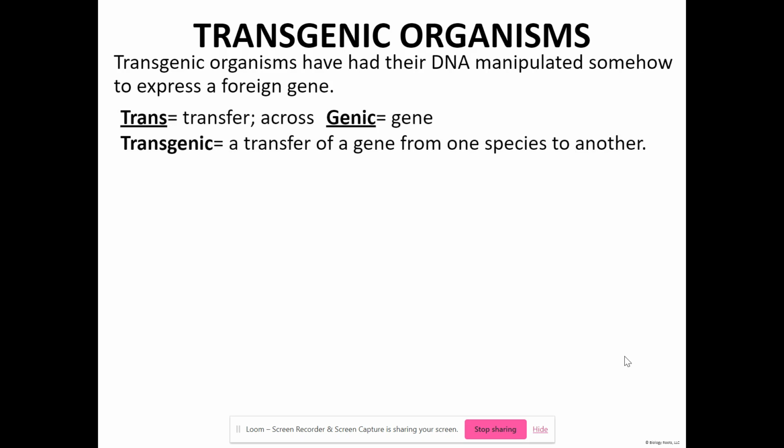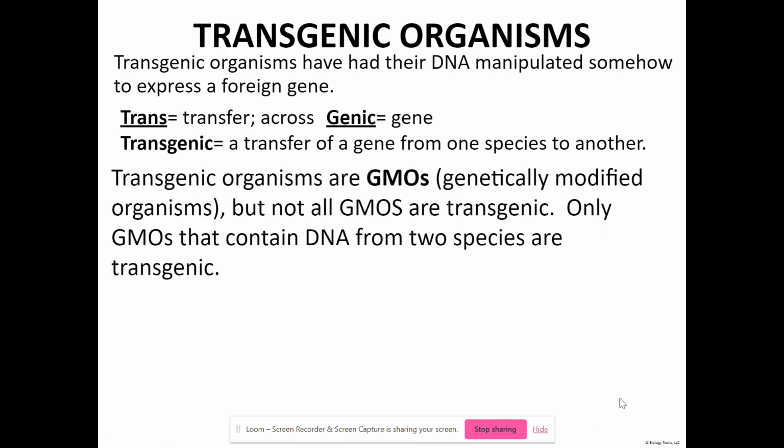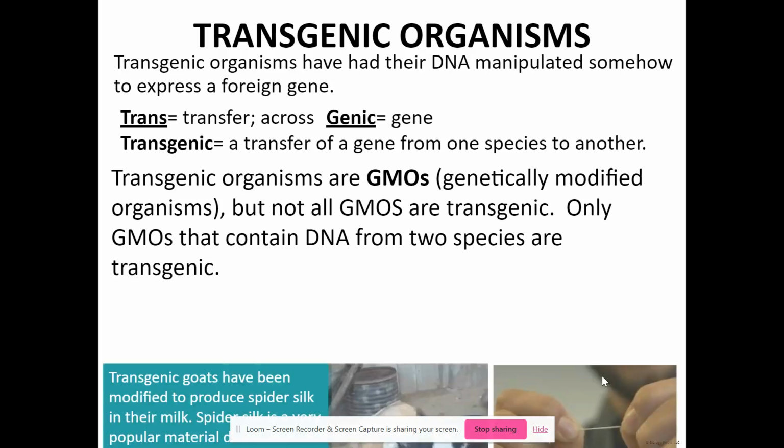So the word transgenic, again, breaking everything down, this is already in your notes. Trans is across, that's how we put it in our notes. And genic, of course, is referring to genes. So transferring genes from one species to another. Transgenic organisms are referred to as genetically modified. But not all genetically modified organisms are transgenic. Some GMOs, though, contain DNA from two different species. So when you have that DNA from two different species, when it's combined together, that's called recombinant DNA.